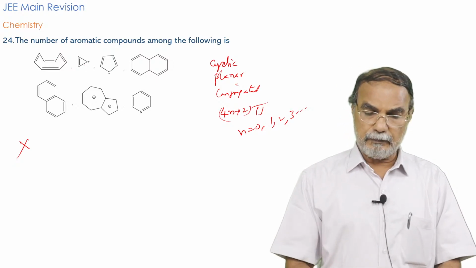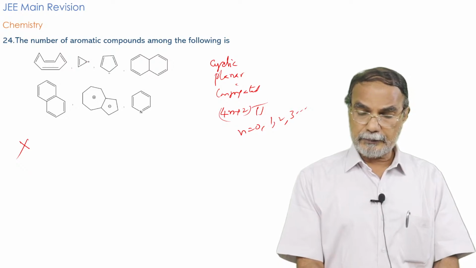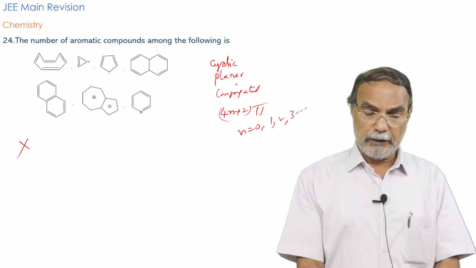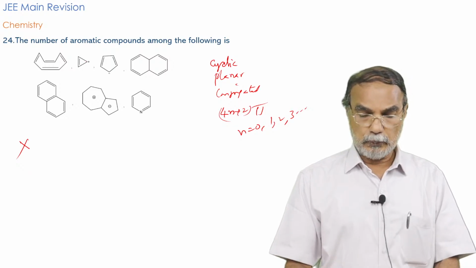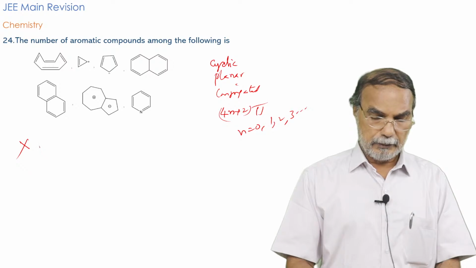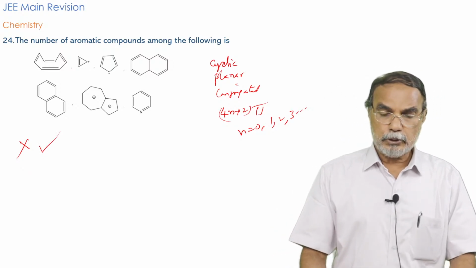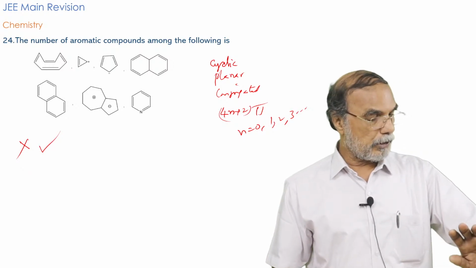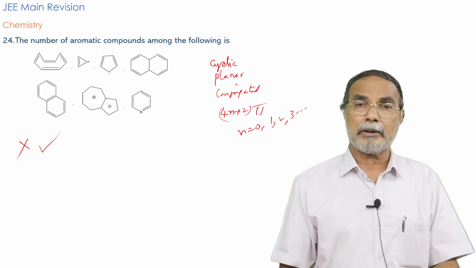What about the second one? The second one is cyclic. It is planar. It contains just 2 pi electrons and the positive charge, which are conjugated. And then you have only 2 electrons, which corresponds to the formula with n equal to 0. So it is conjugated, planar, cyclic, and contains 2 pi electrons corresponding to the formula 4n plus 2. And therefore it is aromatic. Cyclopropenyl cation, that is aromatic.